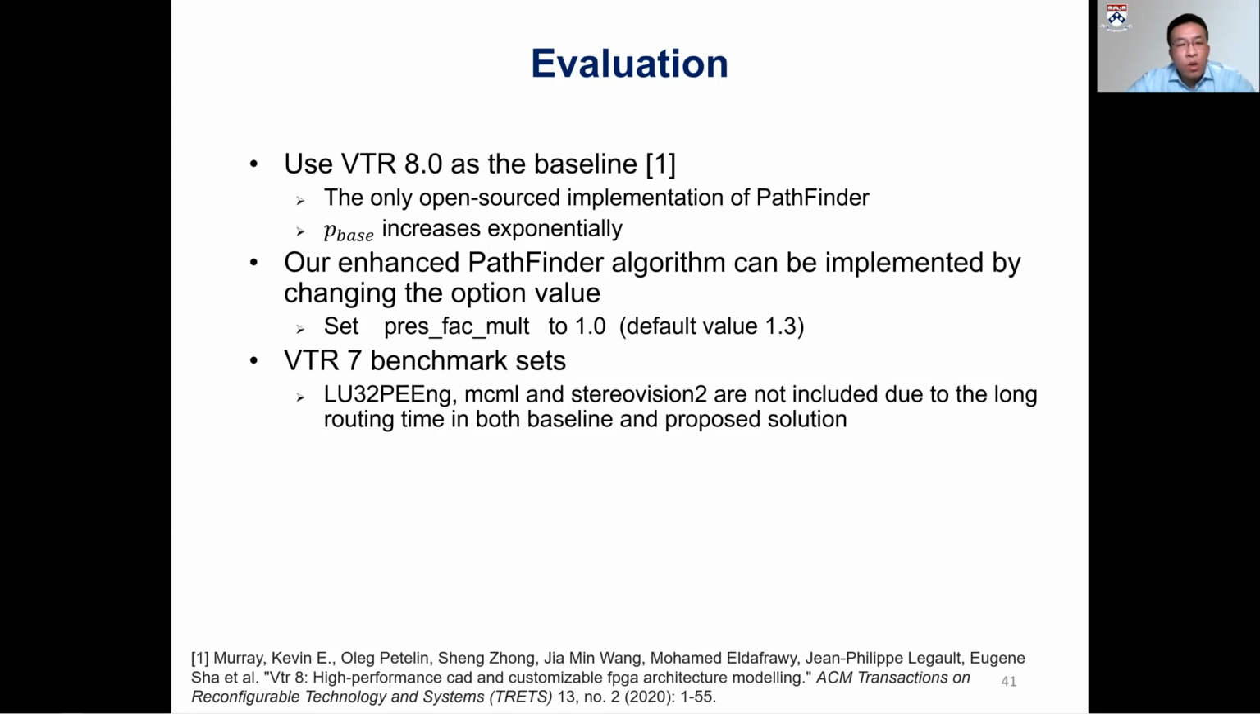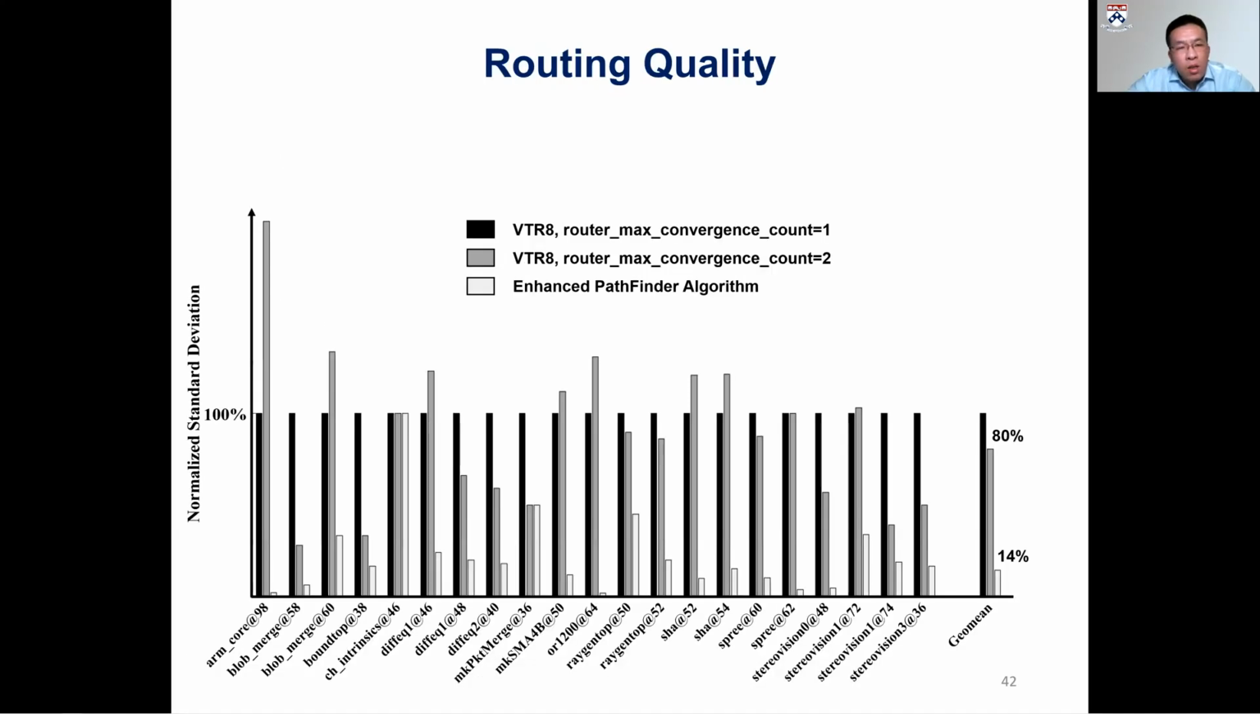VTR7 benchmark set are used in the evaluation. The three largest benchmarks are not included in the evaluation since they have a very long routing time for both the baseline and our enhanced PathFinder algorithm. We first collect routing results of 200 randomly generated routing orders, and we calculate the standard deviation of the critical path delay, and this is normalized to the baseline.